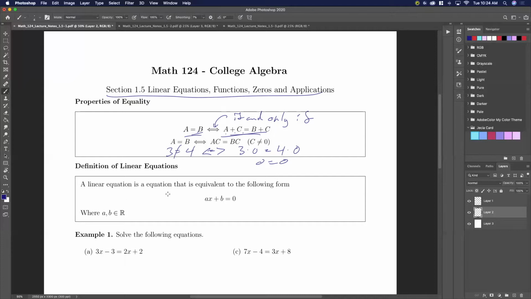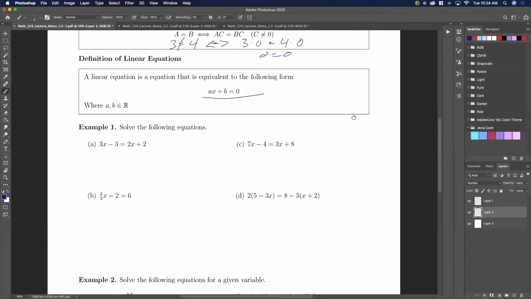All right, so a linear equation has the equivalent form, so we call this a linear equation. Oh, someone fixed it. Oh, good. So we're going to solve a bunch of these linear equations together.